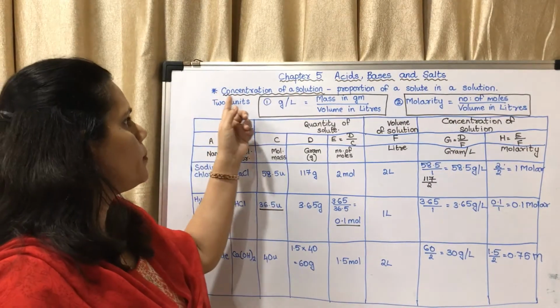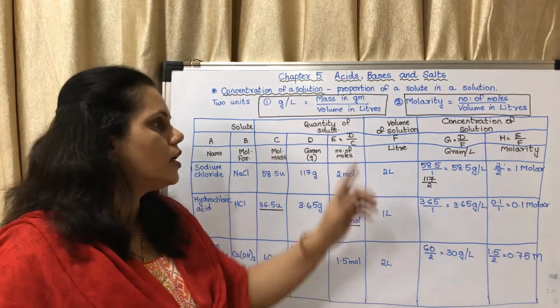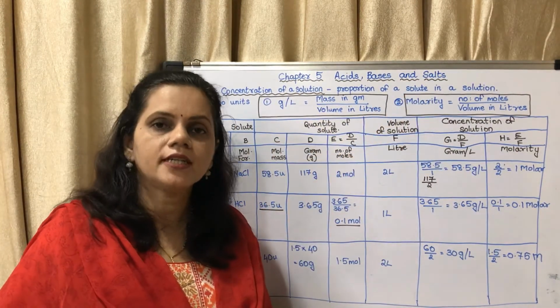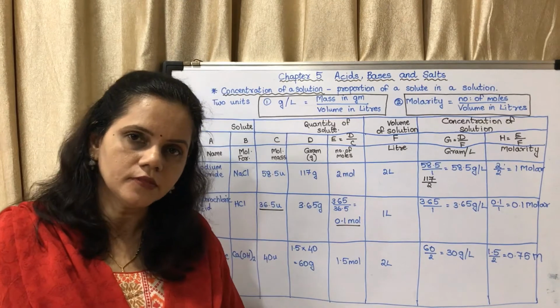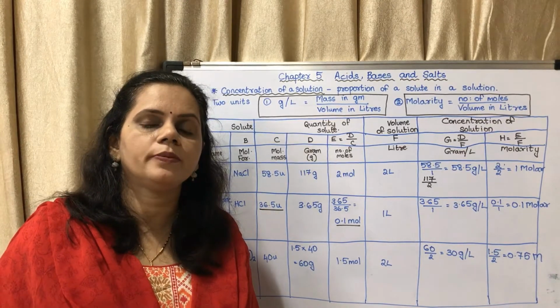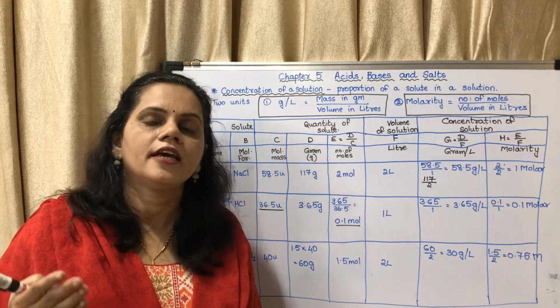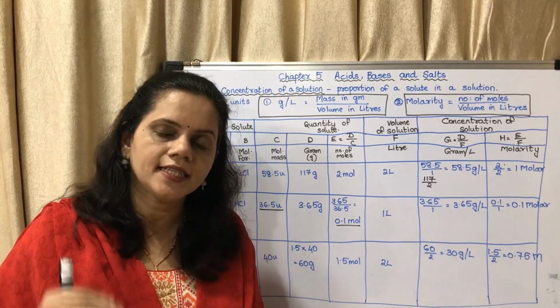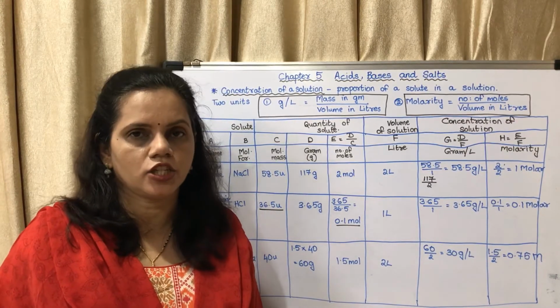Okay, what do you mean by concentration of a solution? The proportion of a solute in a solution. If the proportion of solute is more, then it is said to be a concentrated solution. If the proportion of solute is less, then it is said to be a dilute solution.